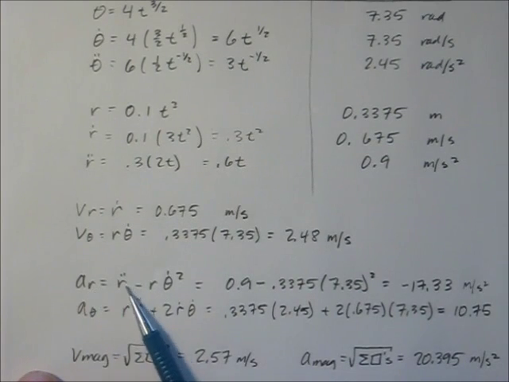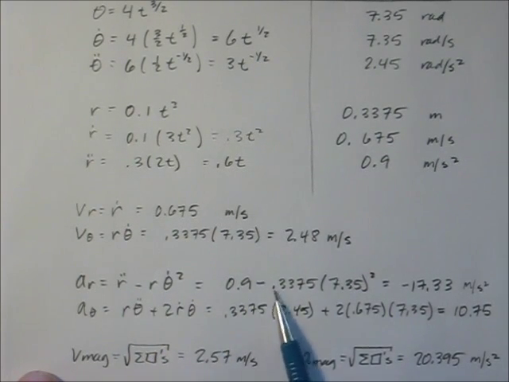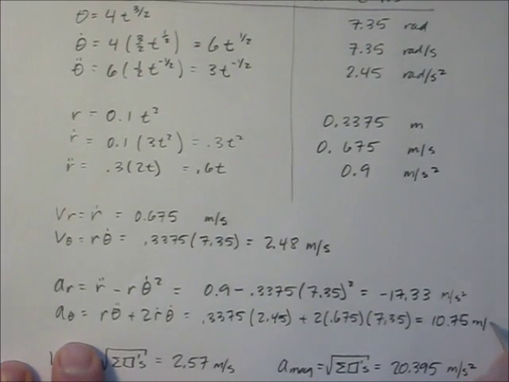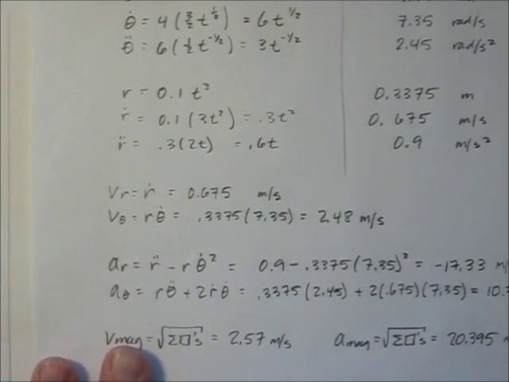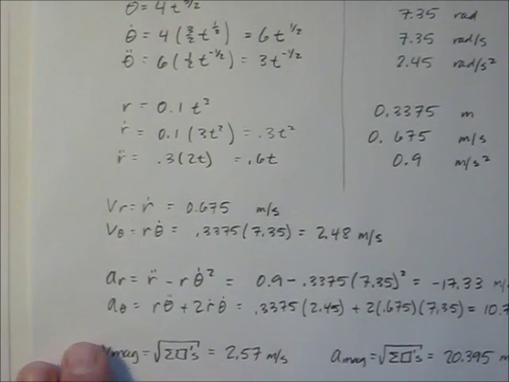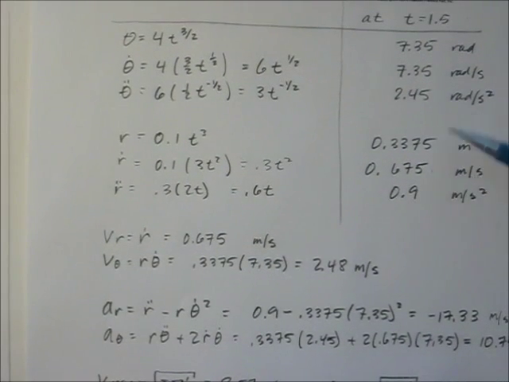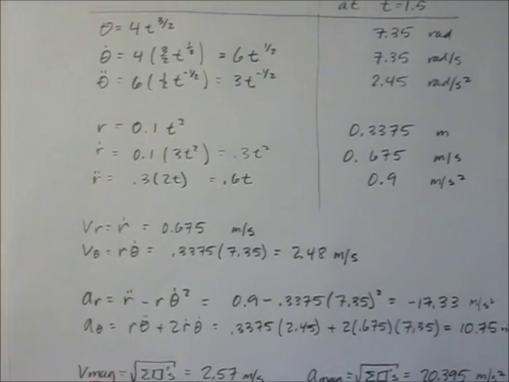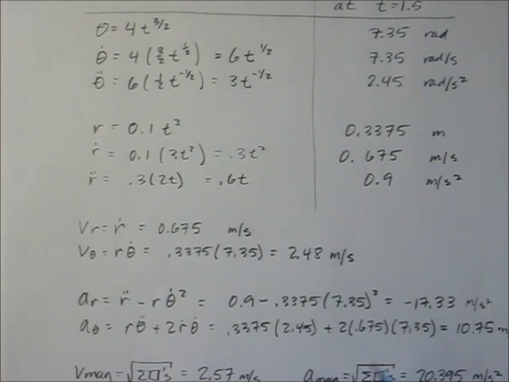Acceleration in the radial direction is r double dot minus r theta dot squared. Plugging those in from the table above, I get negative 17.33. And acceleration in the theta direction is r theta double dot plus 2 r dot theta dot. Plugging those in from the table above, I get 10.75. Now, the units on both of these are going to be meters per second squared. So again, we have meters per second for velocity and meters per second squared for acceleration. Even though the units of the thetas are in radians, the units of the velocities and accelerations are in terms of length.